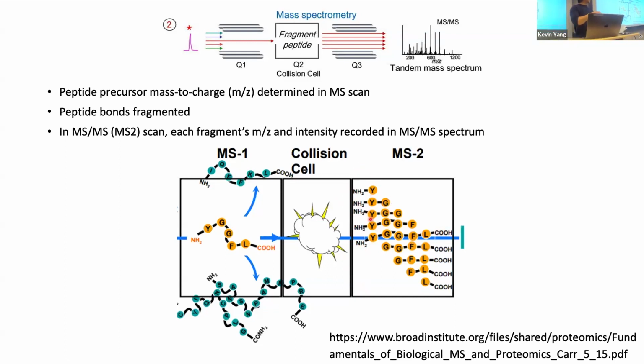And all the fragments that are starting from the left-hand side are called b ions. And if they're from the right-hand side, they're called y ions. And then you can shuttle all those fragments into your MS scan, where now each fragment's mass over charge ratio and intensity is recorded in an MS spectrum.